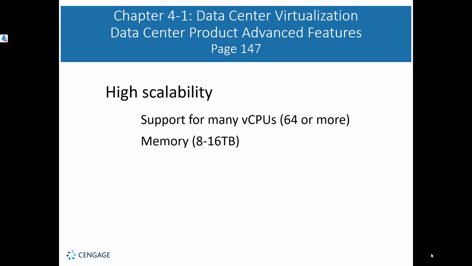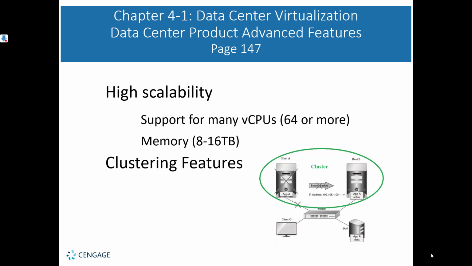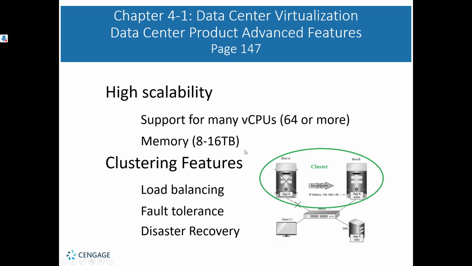High scalability is another advanced feature of data center virtualization products, providing support for many more CPUs and memory. And then clustering features allow hosts to be put into clusters and therefore provide for things like load balancing and fault tolerance. If one host is bogging down, virtual machines can be moved from that host to a different host automatically. And disaster recovery, of course, provides a way for us to keep our data accessible despite equipment and even failure of an entire site.